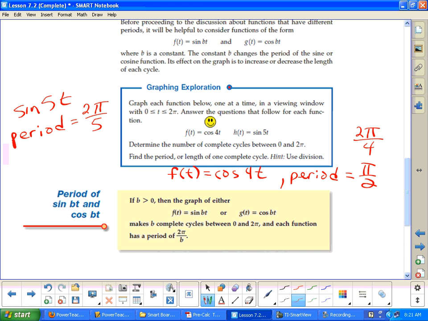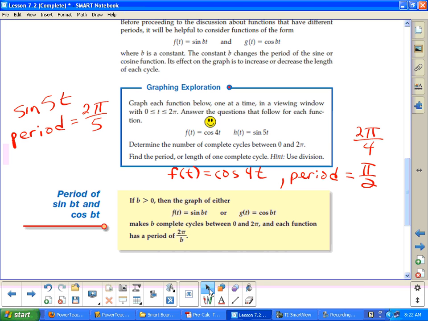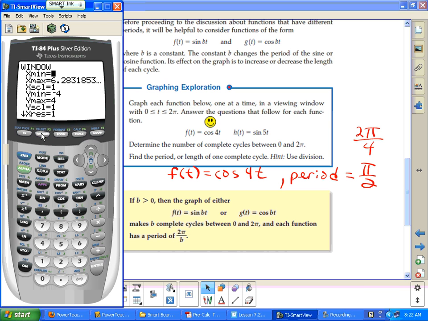So now let's do something. Since we said the period for that one was 2 pi over 5, go back to your window and change your x max to 2 pi divided by 5. That should produce one cycle. Let's see what happens with the graph. It goes up, goes down, and back to the starting point.